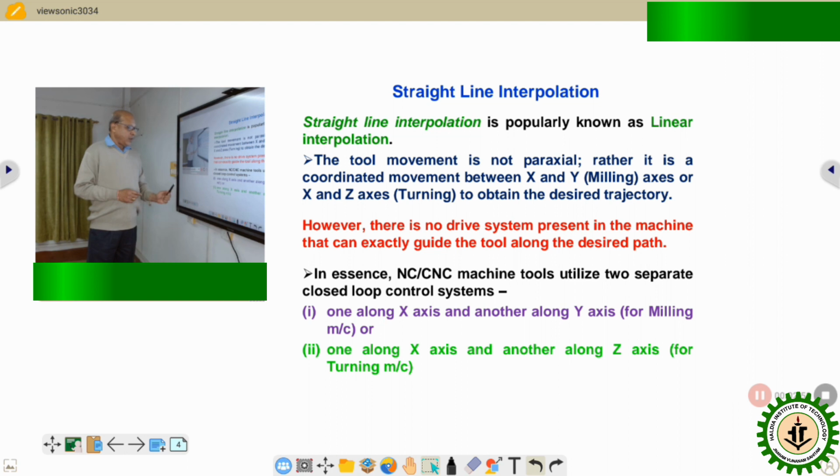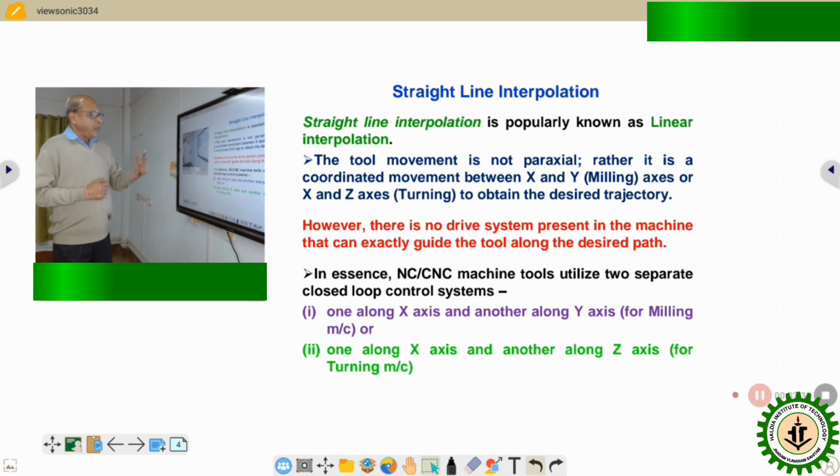At the very beginning, you should be cautious. Actually, there is no drive system present in the machine that can exactly guide the tool along the desired path, because the inclination of this inclined straight line may have any value, maybe 30 degrees with the horizontal or 20 degrees with the horizontal. There is actually no drive system which guides the tool to follow that particular trajectory. It is never possible to guide the tool exactly along the 30 degree or 20 degree inclination. As an alternative, how is it possible to implement? It is a resultant motion between X and Z axis if it is a turning center, and if it is milling, then it is a resultant motion along X and Y. So that is what exactly is written.